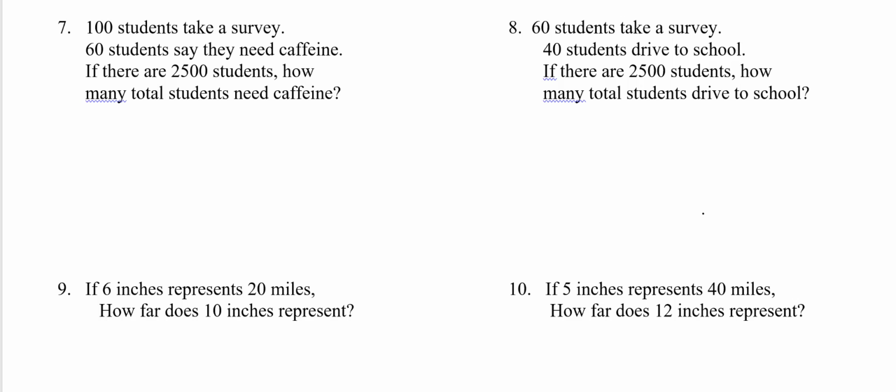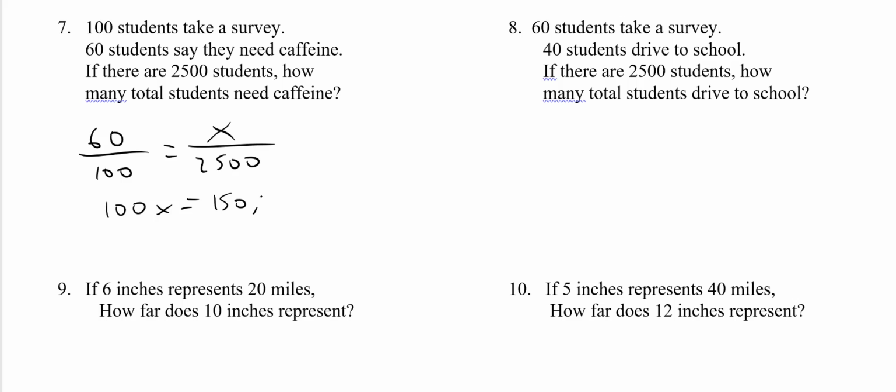Number 7, 100 students take a survey. 60 said they need caffeine. So we're going to do 60 need caffeine out of 100 students. And now I'm going to survey 2,500 students, and I want to know how many of those students need caffeine. Again, make sure your units are the same. So the top is the number that need caffeine, and the bottom number is how many are surveyed. Okay, so we cross multiply, and we get 100x is equal to 150,000, and then divide by 100. So x equals 1,500. So 1,500 students need caffeine.